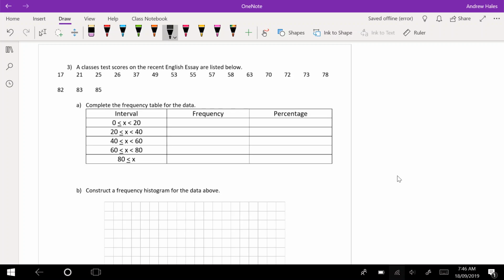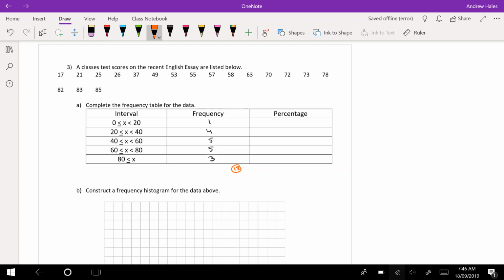So I'm just going to go through, and how many between 0 and 20? 1, 4, 5, 5, and 3. All right. So now we're going to try and find the total number that we've added up. Well, that is just going to be equal to 18. So remember that our total number of data is 18.